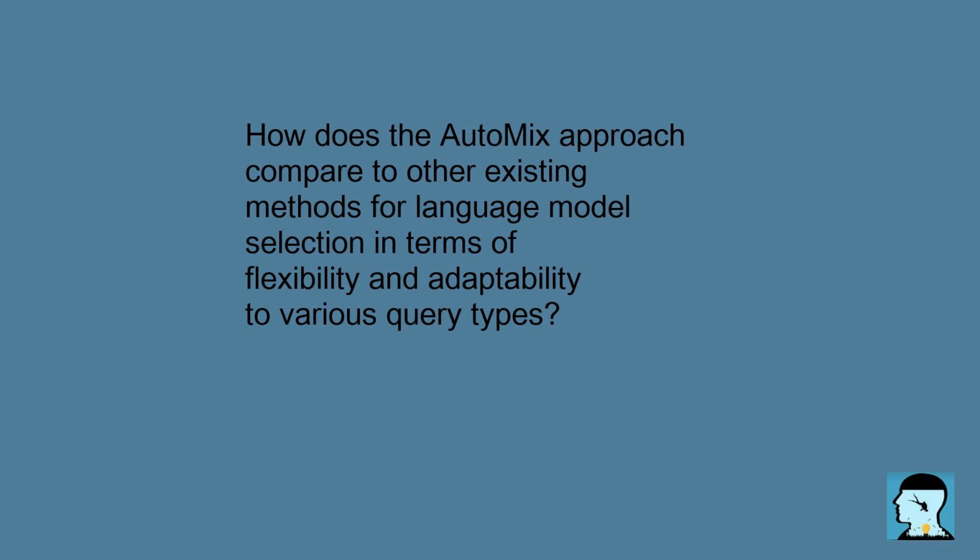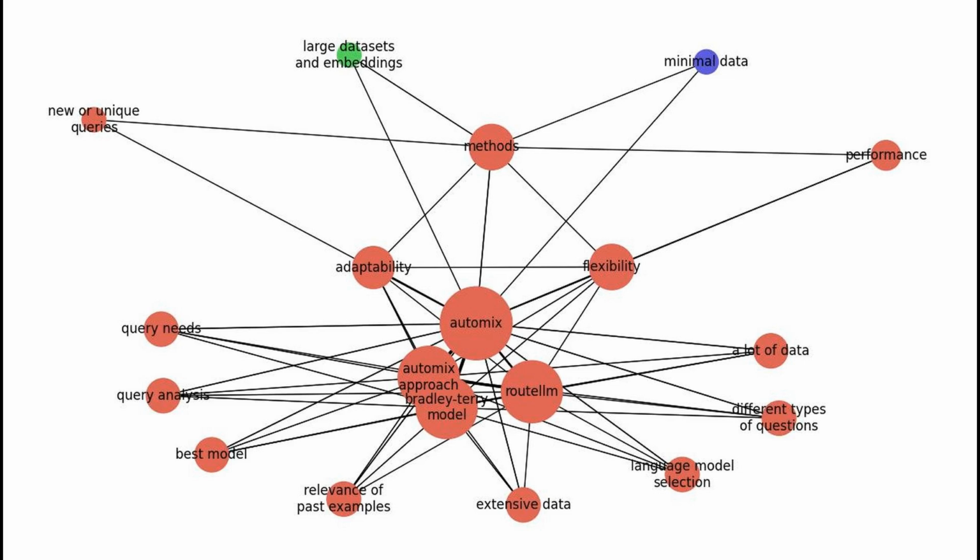How does the AutoMix approach compare to other existing methods for language model selection in terms of flexibility and adaptability to various query types? The AutoMix approach stands out in terms of flexibility and adaptability compared to other existing methods for language model selection. Imagine you have a versatile toolbox. Some tools are great for specific jobs, while others are more general and can handle a variety of tasks.